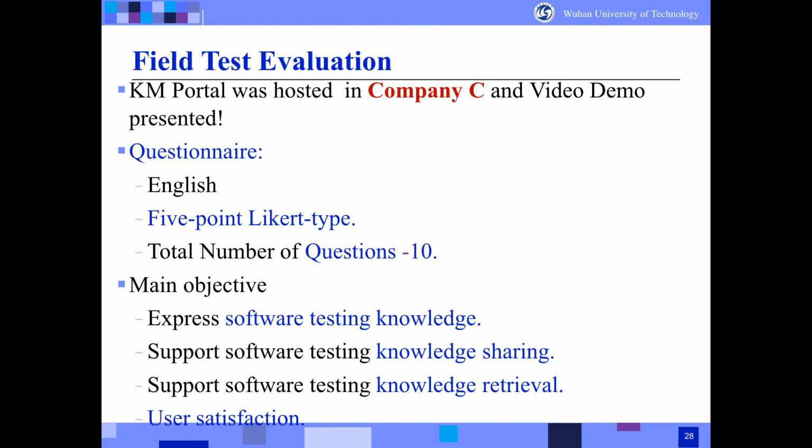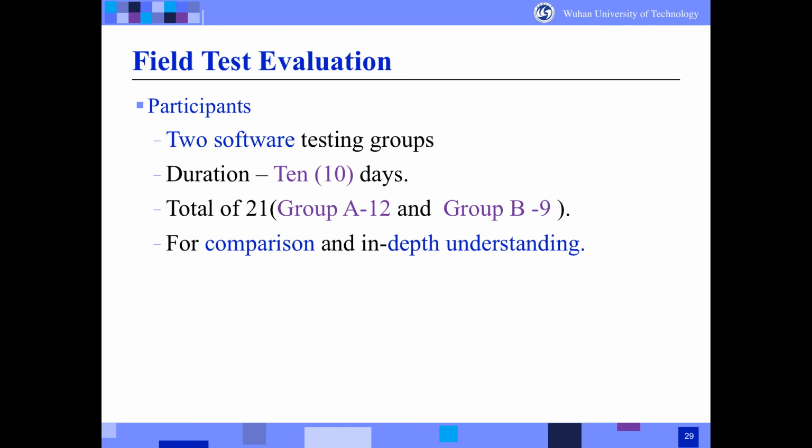The questions were given in English in 5-point Likert type. The total number of questions was 10, with 3 questions in each area, and then user satisfaction. The main objectives: software testing knowledge is expressed in our ontology, it supports software testing knowledge sharing, it supports software testing knowledge retrieval, and user satisfaction. So these are the main evaluation objectives. And 2 software testing groups were selected to get some comparison and in-depth understanding. In total there were 21 people in both groups: 12 people in one group and 9 people in the other.